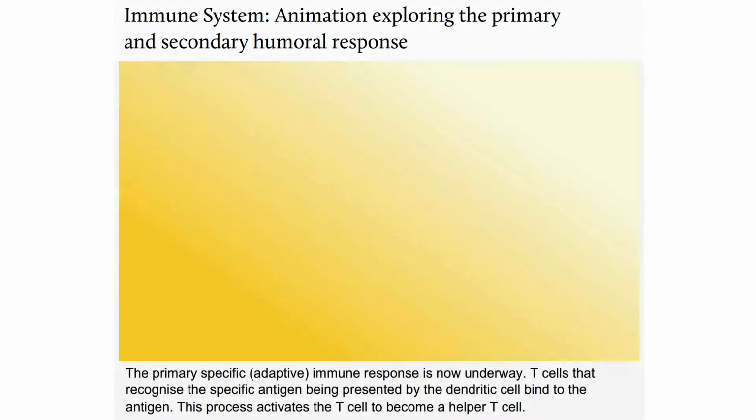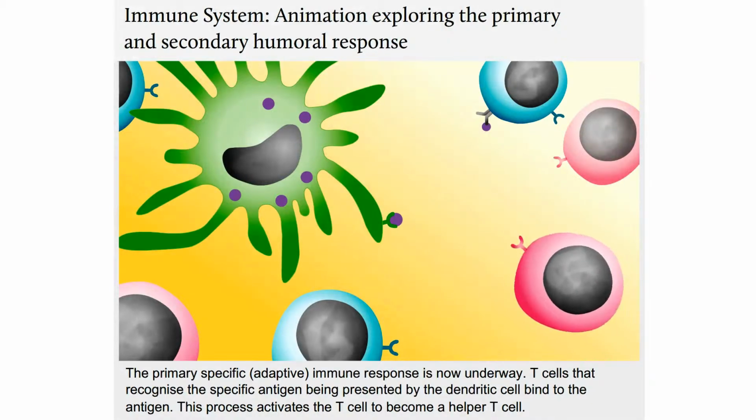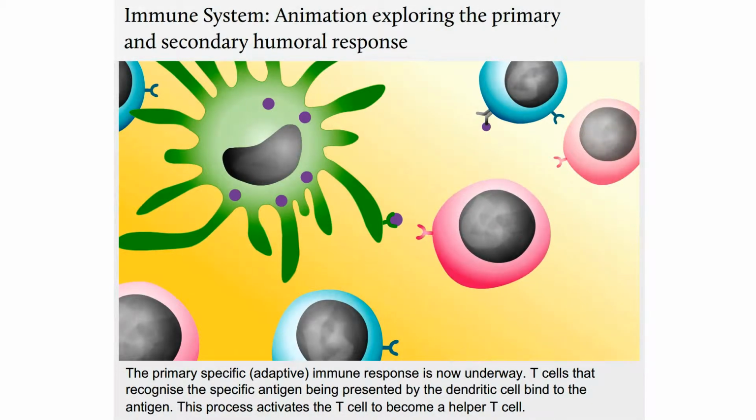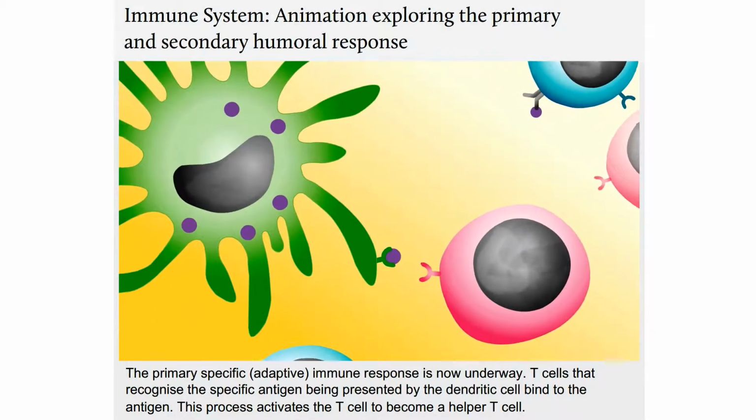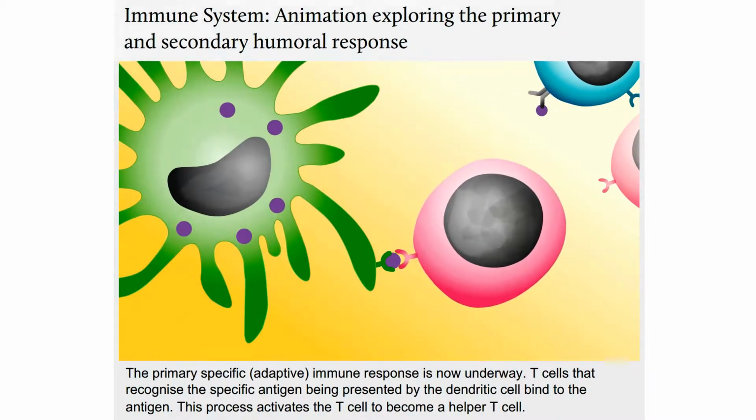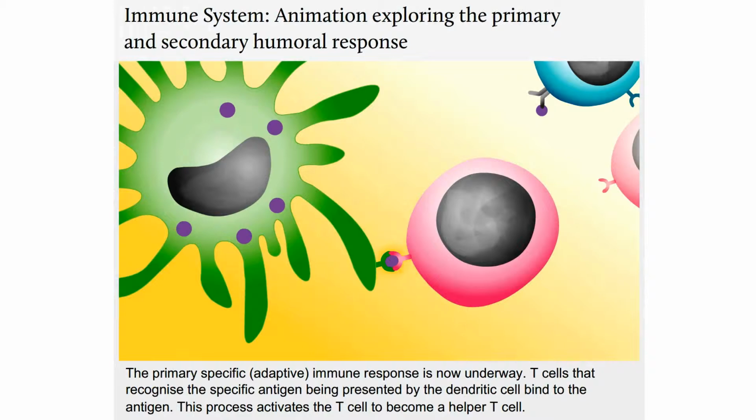The primary specific adaptive immune response is now underway. T cells that recognize the specific antigen being presented by the dendritic cell bind to the antigen. This process activates the T cell to become a helper T cell.